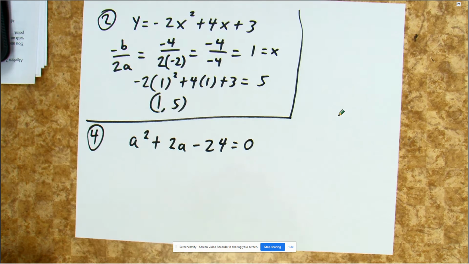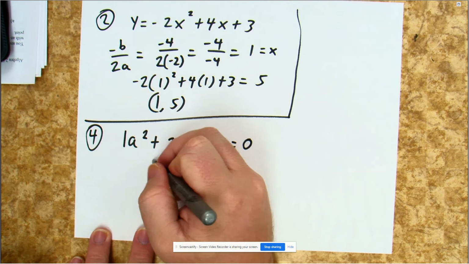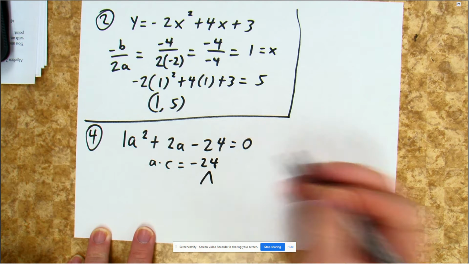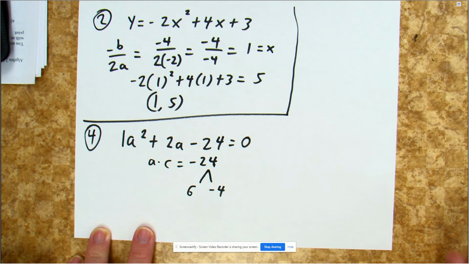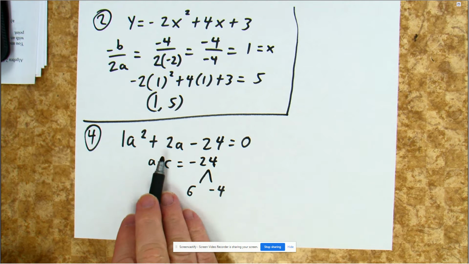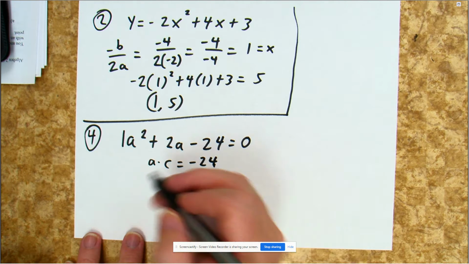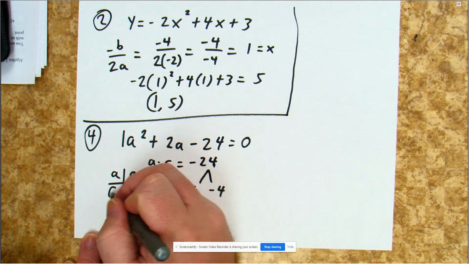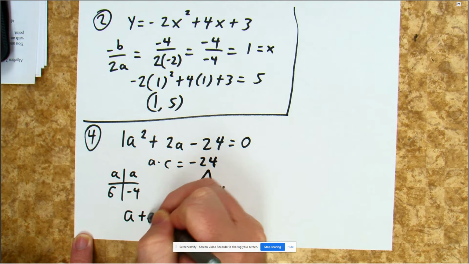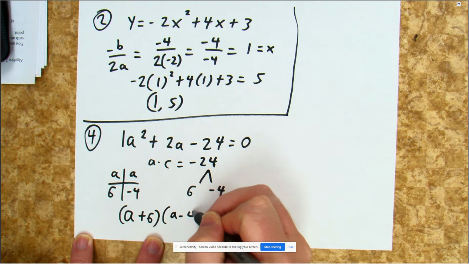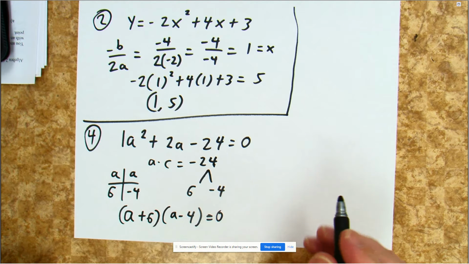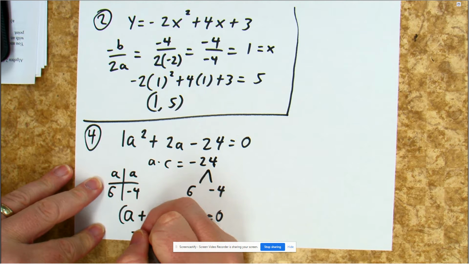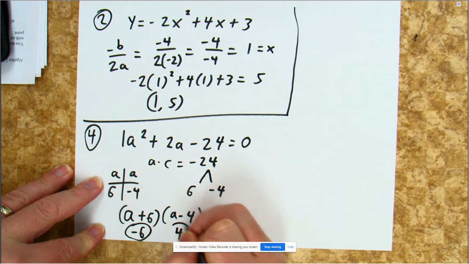Looking at number 4, if I'm going to multiply a times c, going through the Tucker method, I get negative 24. My two magic numbers, which have to multiply to negative 24 and add up to that b value, are 6 and negative 4. Technically, you don't need a t-chart here because it'd just be a and a because it's 1a squared. And I would get a plus 6, a minus 4 equals 0. But again, the problem is asking for you to solve, which means we do have to continue to get an answer of negative 6 and positive 4.